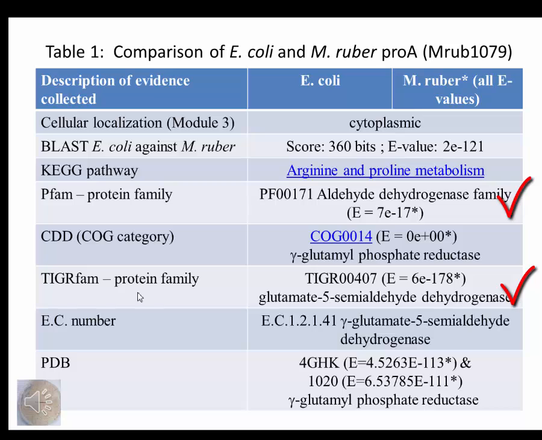Now you might wonder about the PFAM PF00171 designation. This is a family of proteins that are dehydrogenases that act on aldehyde substrates, and members of this family use NADP as a cofactor. All of these apply to the glutamyl phosphate reductase enzyme. So even though it looks like a different name, it all fits with both E. coli and Mrub 1079. It all makes sense if you understand the reaction mechanism.